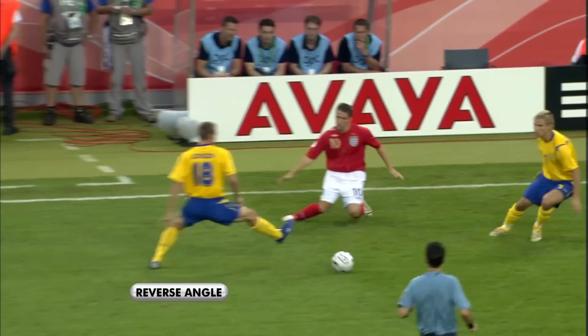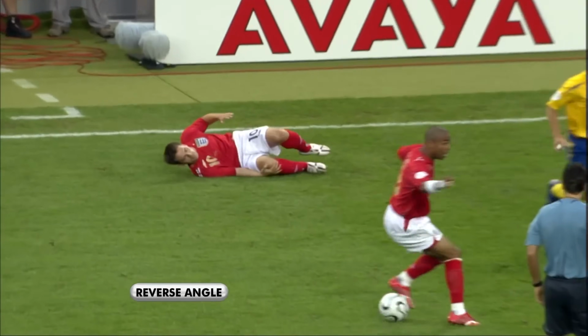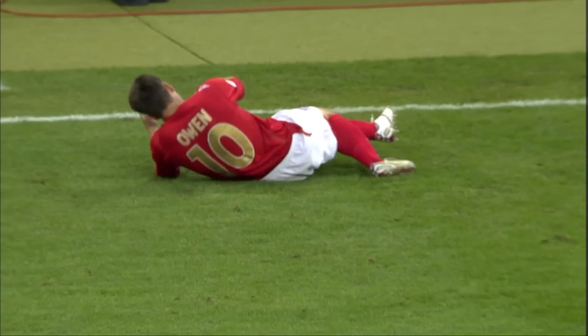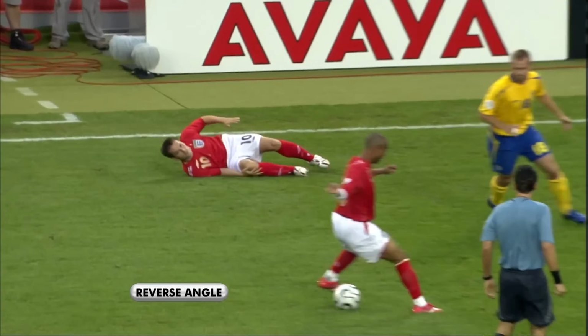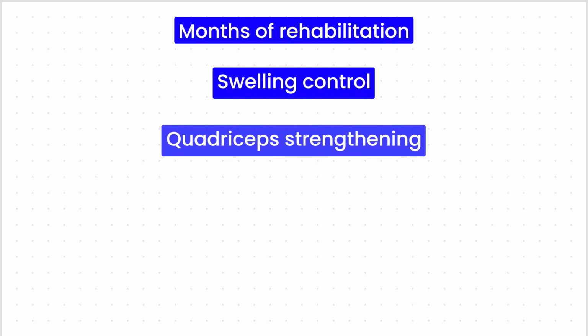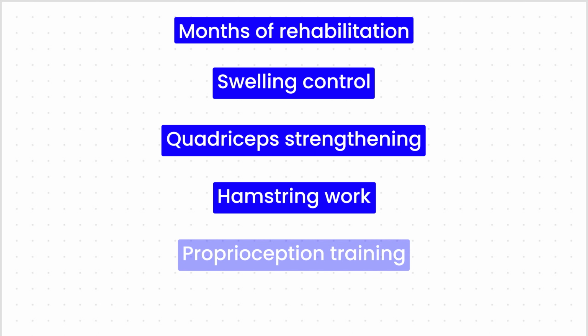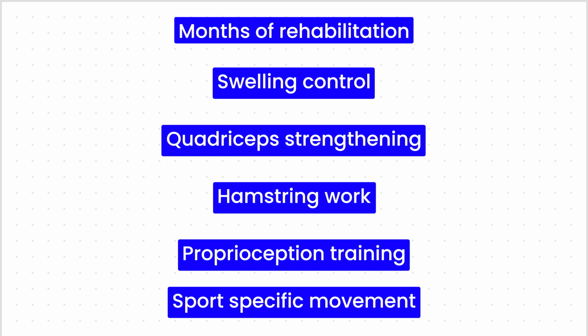From a medical standpoint, an ACL tear isn't life-threatening, but for an elite athlete, it can be career-ending. Even with modern surgery and rehab, return to play at the top level of sports isn't guaranteed at all. The player has to rebuild strength, coordination, confidence, and the ability to trust the knee again under the same crazy conditions that caused the injury in the first place. The surgery is only the beginning of the long trail to recovery. The real battle is months of rehabilitation, swelling control, quadriceps strengthening, hamstring work, proprioception training, and eventually sport-specific movement.